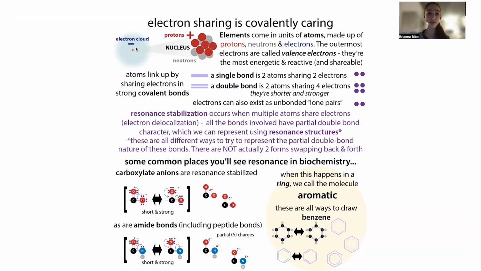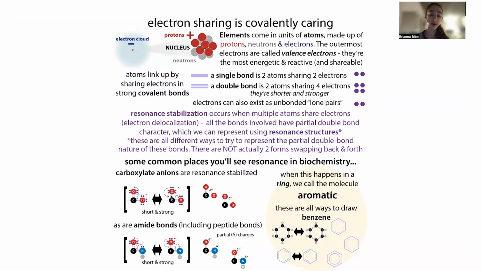Atoms can merge parts of their electron clouds and share pairs of electrons in order to form bonds. So when you see one of these lines, it represents a bond, and if you see two lines, that represents a double bond. In a single bond, you're only sharing a pair of electrons, whereas in a double bond, you're sharing two pairs. What can happen in something called resonance or conjugation, resonance stabilization, is that you can have these electrons shared by more than just the two atoms.